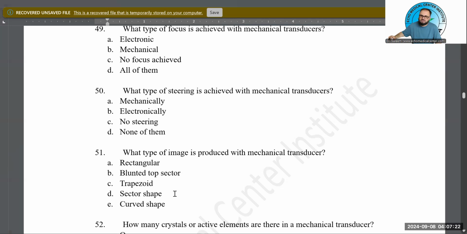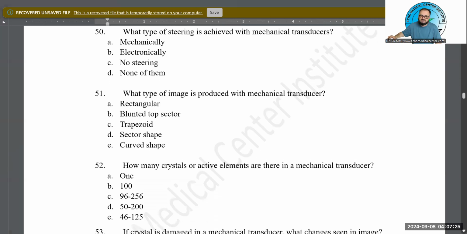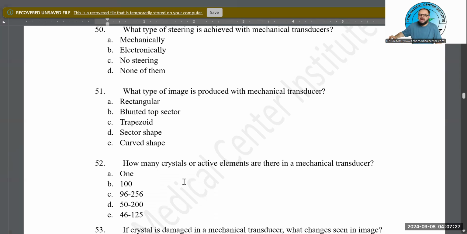Sector shape image. Absolutely correct answer. Next, how many crystals or active elements are there in a mechanical transducer? What do you think? Is it only one crystal or active element? Is it 100 crystals or elements? Is it 96 to 256 crystals or active element? Is it 50 to 200? Is it 46 to 125 crystals? What do you think? Yes, there is only one active element or crystal in the mechanical transducer. That is the correct answer.